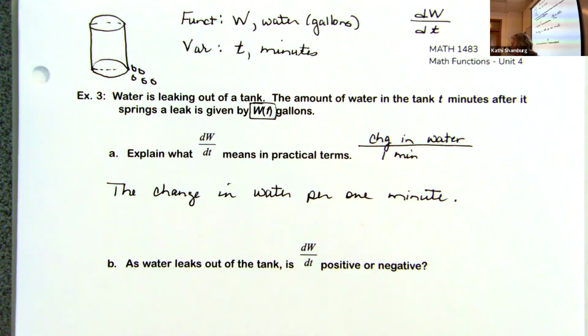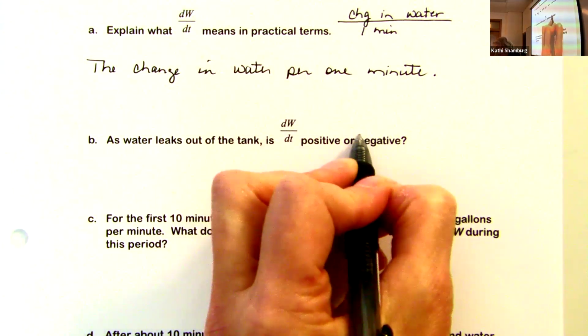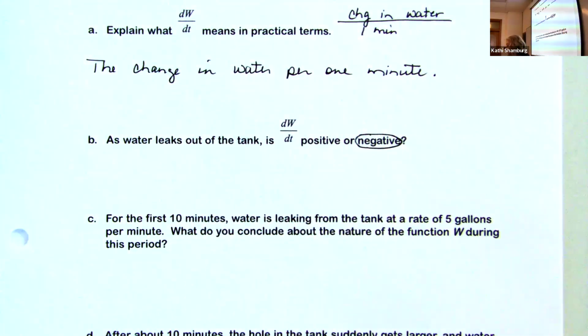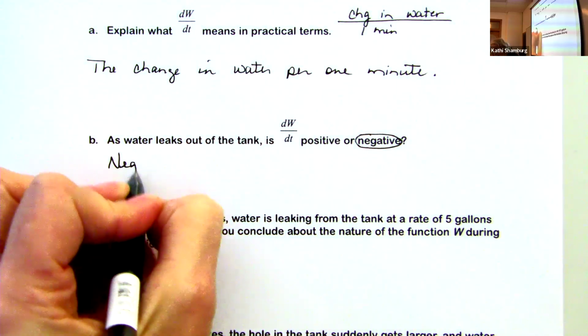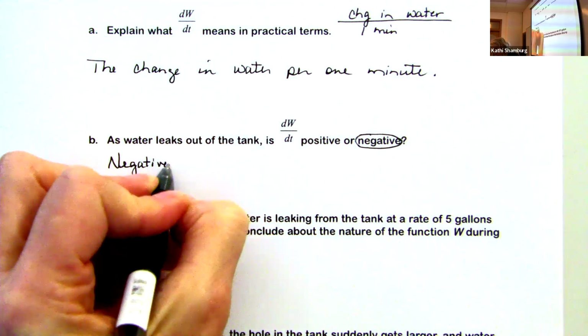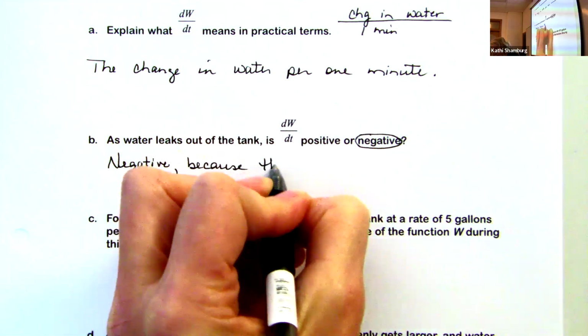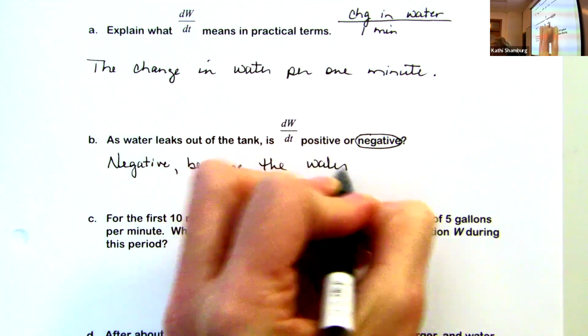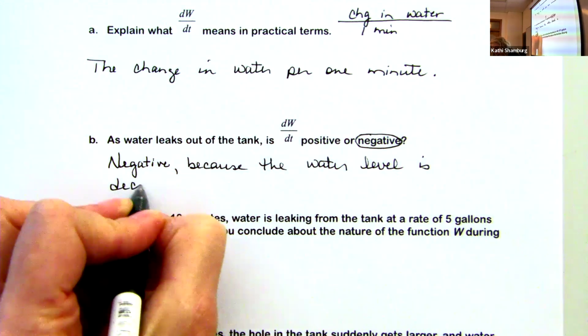As water leaks out of the tank, is that change in water per 1 minute positive or negative? Negative. Okay, because the water level is doing what? Decreasing, yes. So negative because the water level is decreasing.